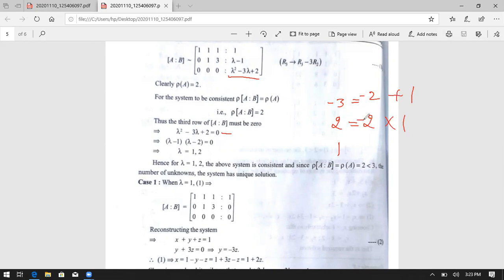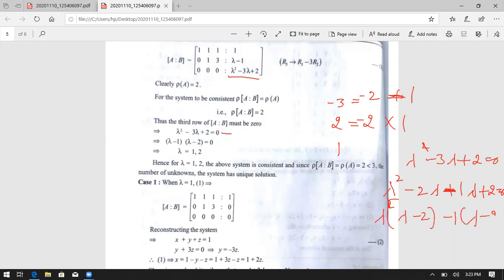Okay, then simplification. Lambda square minus 3 lambda plus 2 is equal to 0. Then lambda square minus 2 lambda minus 1 lambda. Now this is minus, this is also minus, minus into minus plus. Okay, then plus 2 is equal to 0. Finally, write lambda square. You take the common factor, that is lambda, lambda minus 2. Here minus 1 means lambda minus 2.